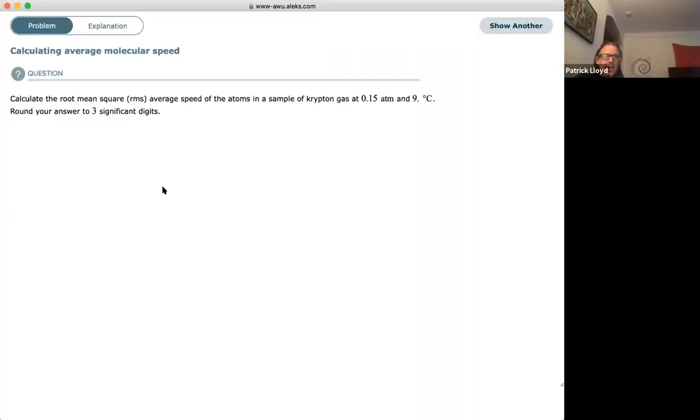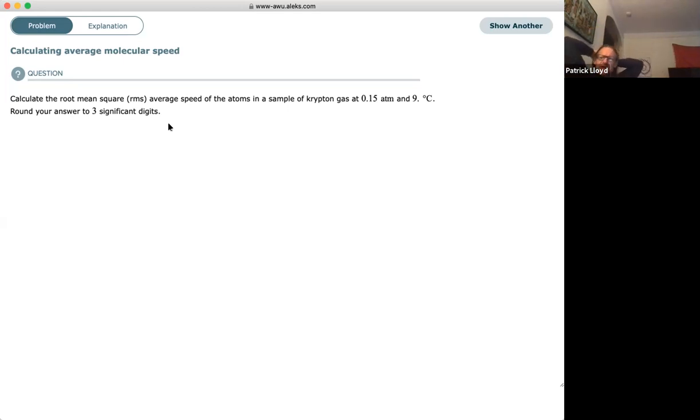Okay. Let me share this one. Calculating the average molecular speed of atoms in a sample of Krypton at 0.15 atmosphere at 9 degrees C. Round your answer to 3 significant digits, okay? So don't be turned off by this root mean square term, RMS. It's not a statistics class.